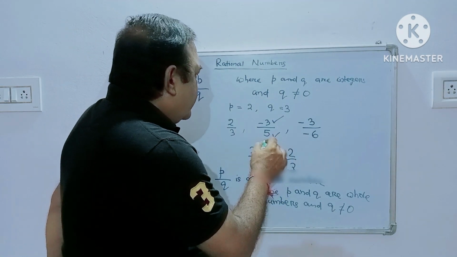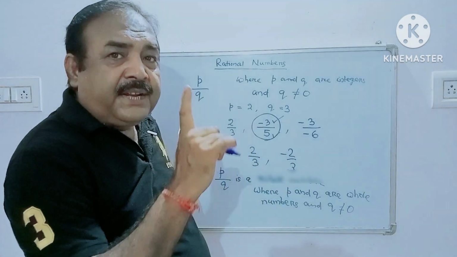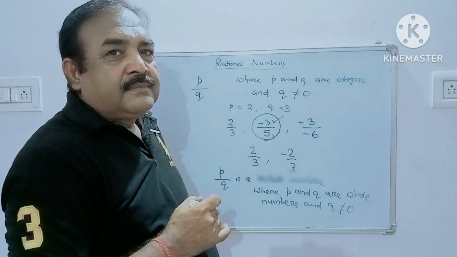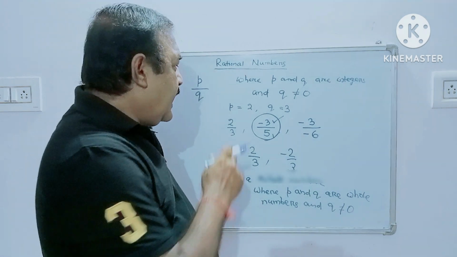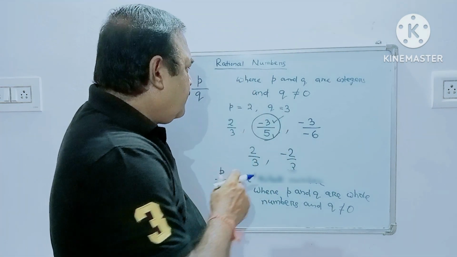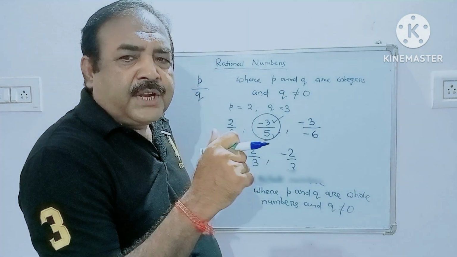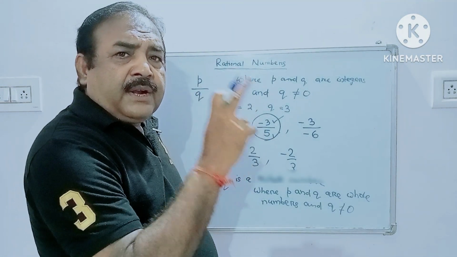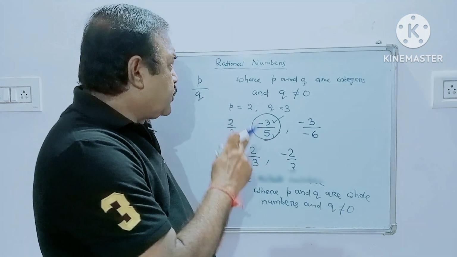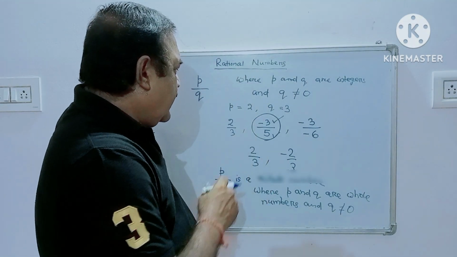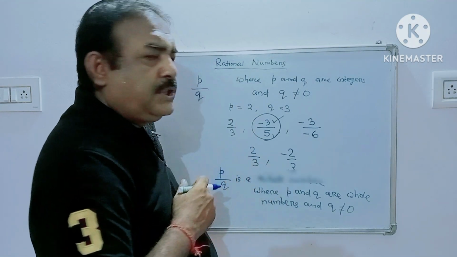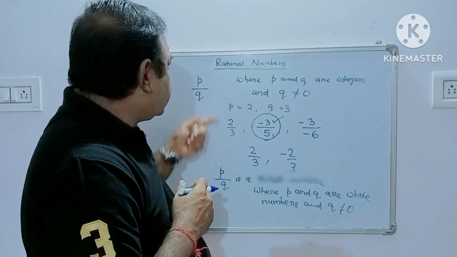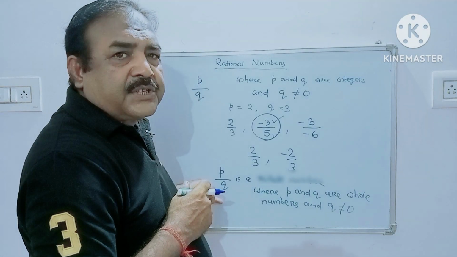It is seeming like a fraction, but it is not a fraction. Why? The numerator and denominator, they should be whole numbers and denominator should not be equal to 0. But you see minus 3, that is not a whole number. 5 is a whole number, but minus 3 is not a whole number. Both numerator and denominator, in the case of fraction, they should be whole numbers and the denominator should not be equal to 0. For which I have written the Q is not equal to 0. So this is the basic difference we will follow between a rational number and a fraction.